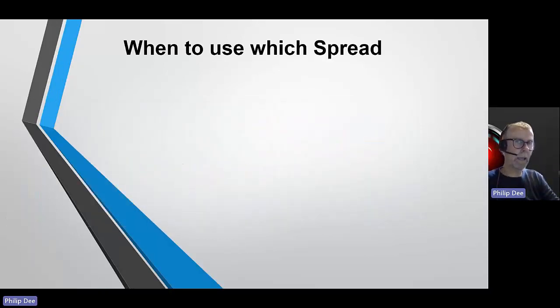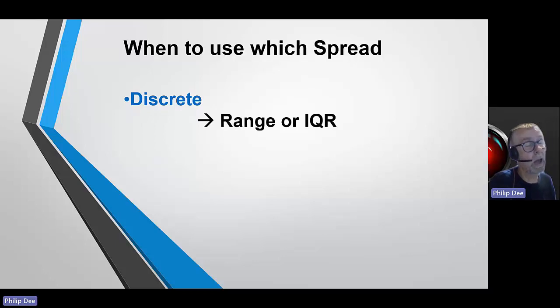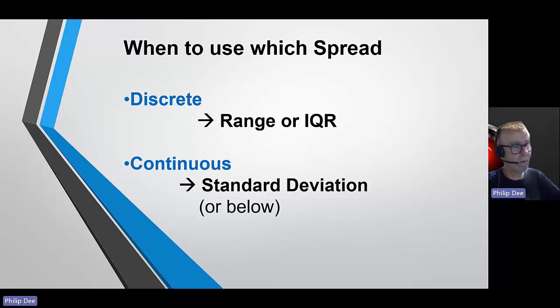So again, a tentative slide here saying which measure of spread should I use. If my data is discrete, I will either use the range or the interquartile range. And if my data is continuous, I will typically use the standard deviation. And I put here "or below" because I'm still allowed to use the range or interquartile range if my data is continuous.